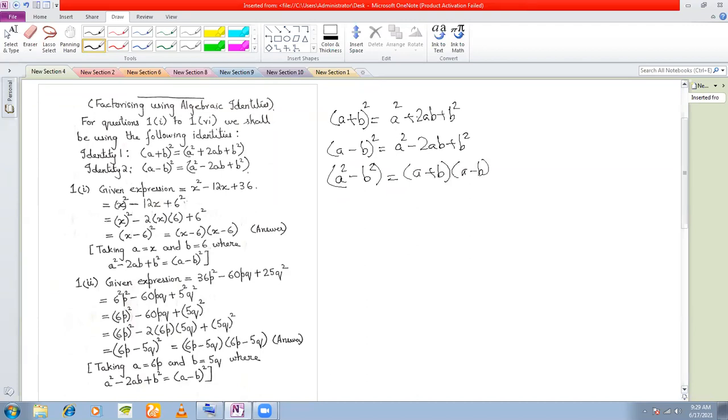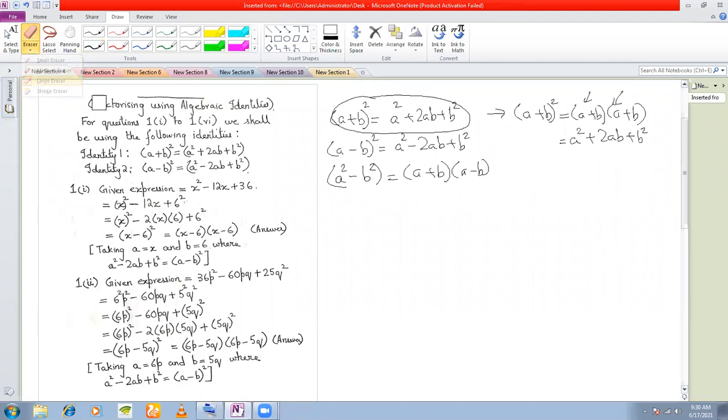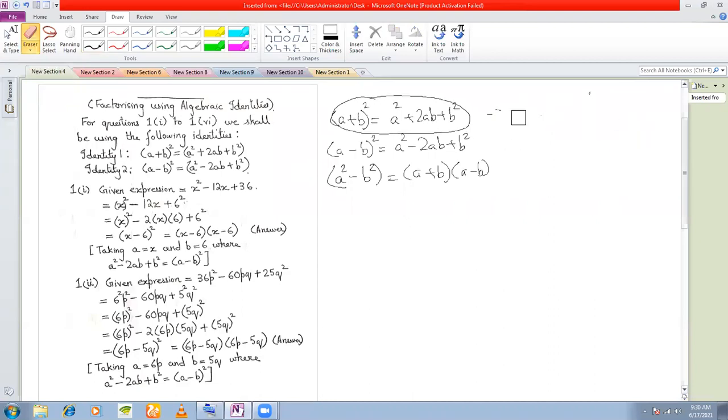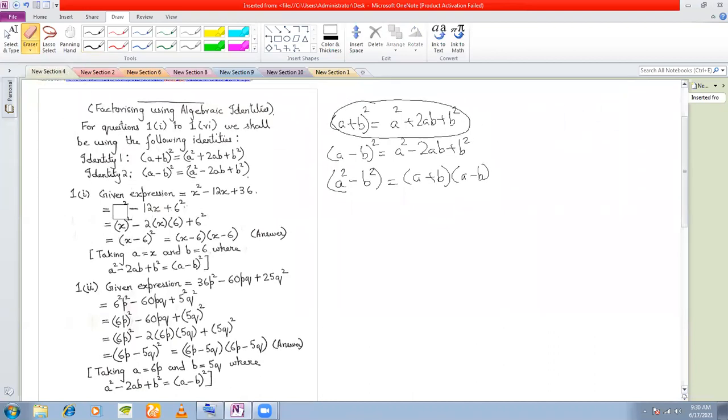Now, how can we factorize with the help of this? See, (a plus b) whole square actually means (a plus b) into (a plus b), right? This is what it means. So if you have any expression in the form a square plus 2ab plus b square, you can write it as (a plus b) into (a plus b). Similarly for (a minus b) whole square also. Let us take an example. Let us see the first one here, 1, 1.